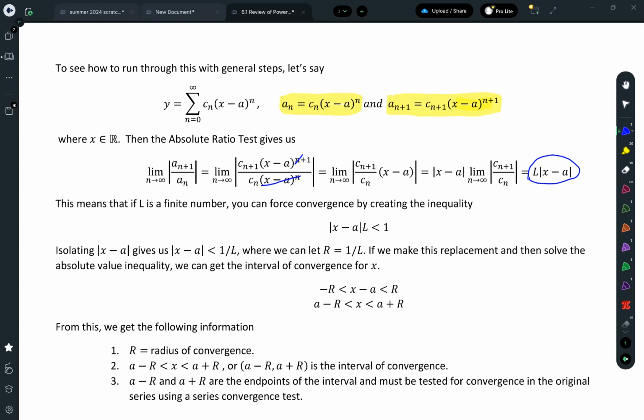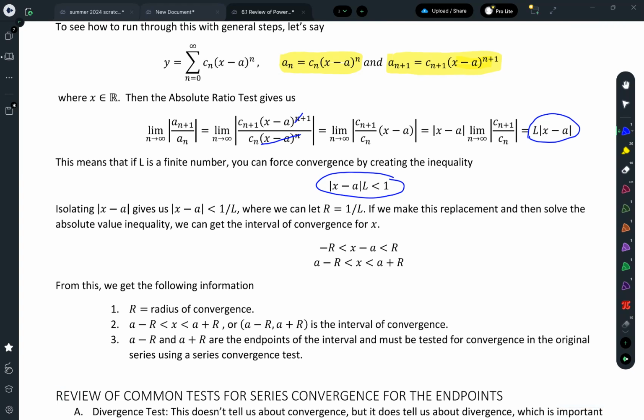Now, we can force convergence by creating an inequality. We take that L times the absolute value of x minus a, and we say this needs to be less than 1. This is forcing convergence right here. And then if we isolate the absolute value of x minus a, this gives us that the absolute value of x minus a is less than 1 over L, where we can let R equal 1 over L. Remember, R is the radius of convergence. So this right here is the radius of convergence. You don't need to memorize this because it'll be a number that you get, not a letter, okay?